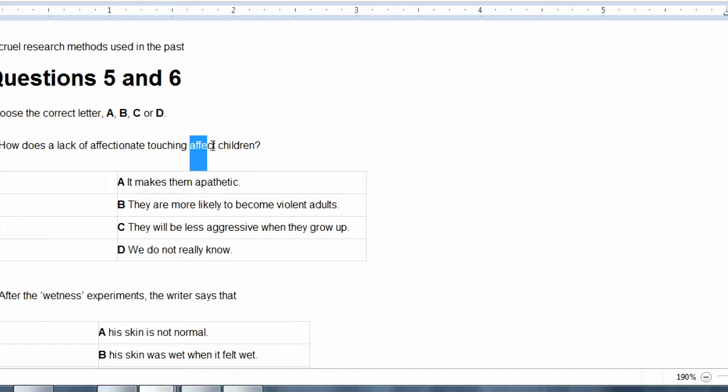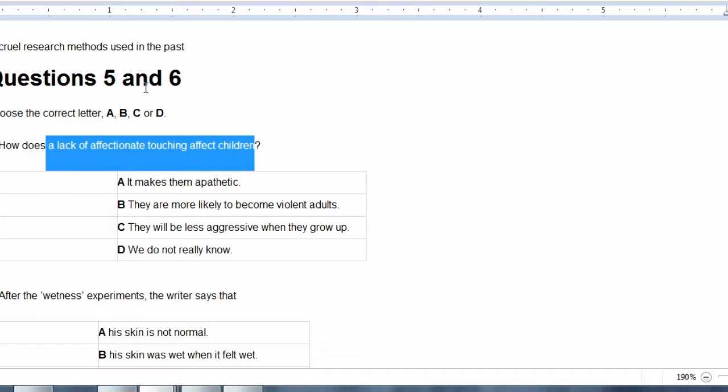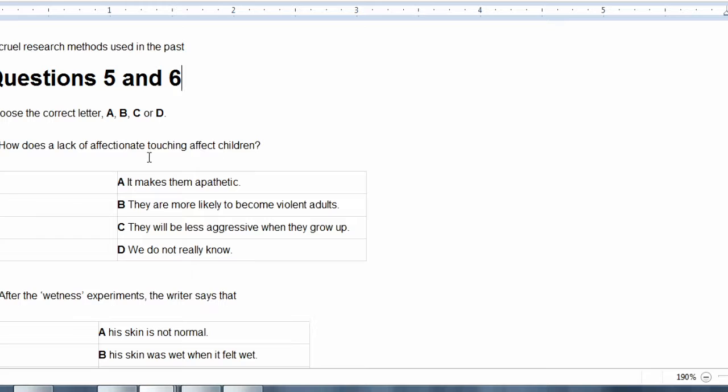So these are the keywords. A lack. How does it affect the children? So we are going to be looking for something about touching the children. The affectionate touching effect on children. So we also have to look at the options here. A is it makes them apathetic. B is they are more likely to become violent adults. C is they will be less aggressive when they grow up. We do not really know.